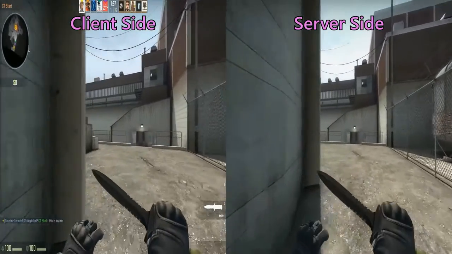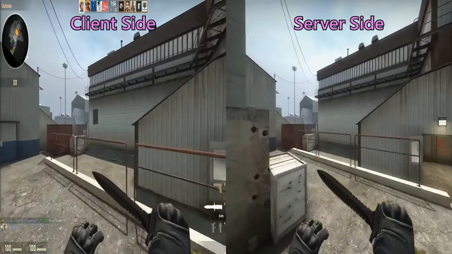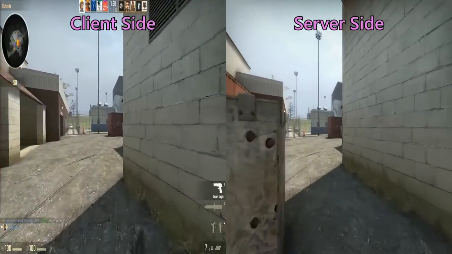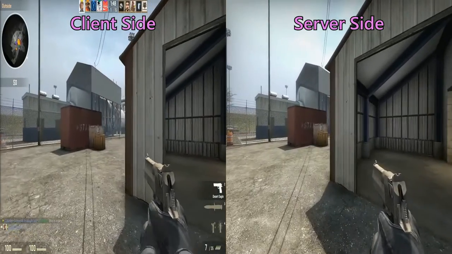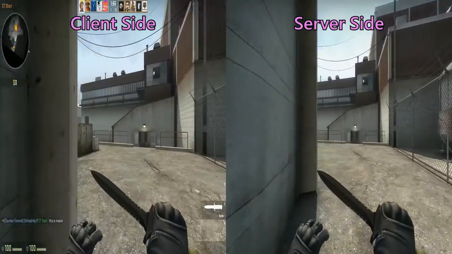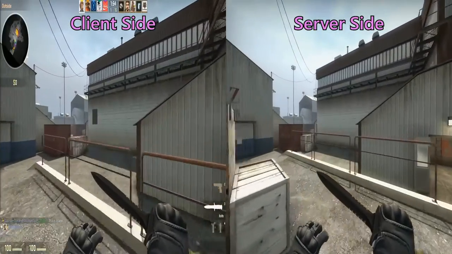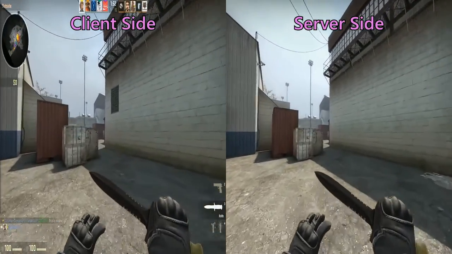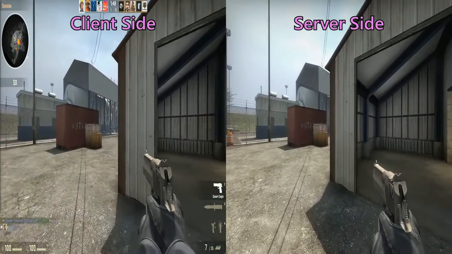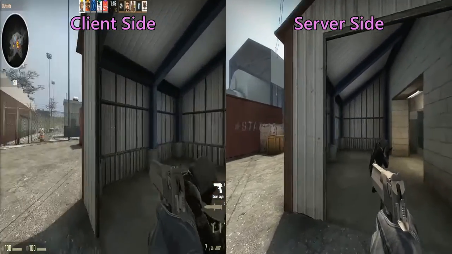So client side on the left, server side on the right. There's a little bit of rubber banding right there. I'll play it one more time for you to see, but I want you to pay attention to how the client side is always a little bit ahead of the server side. And there's rubber banding right there. And this clip was taken at a latency of 35 milliseconds.